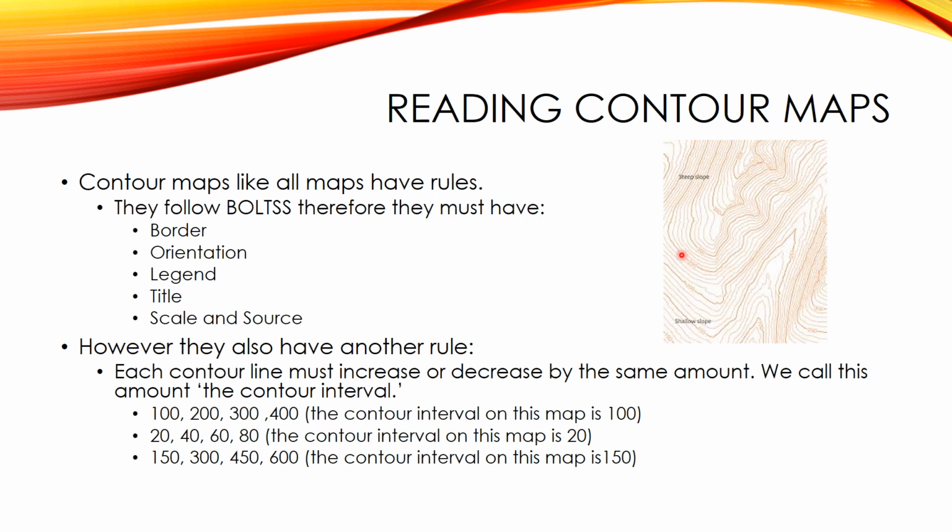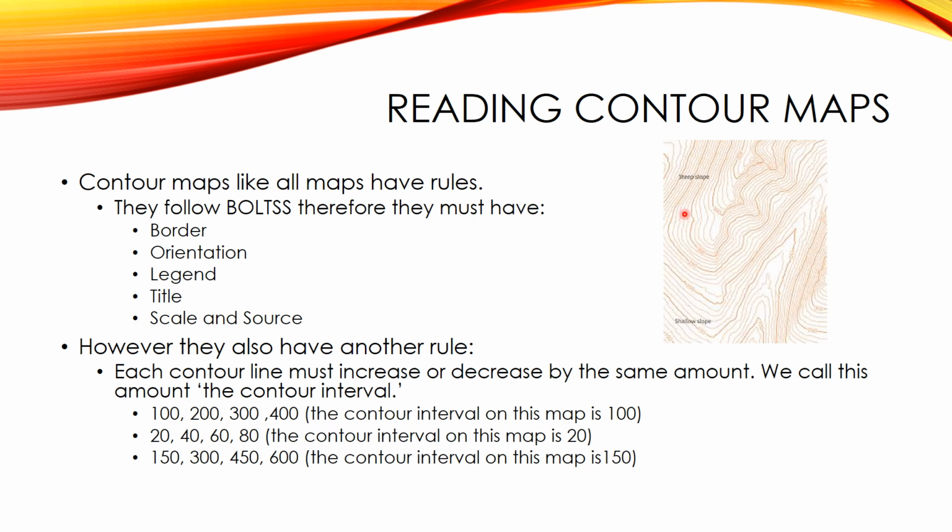So what a contour line is, I'm going to show you this line here. That has a number on it that says 250. Every piece of land that line is over is exactly 250 meters above sea level. Every bit of land that this line is over is exactly 300 meters above sea level.